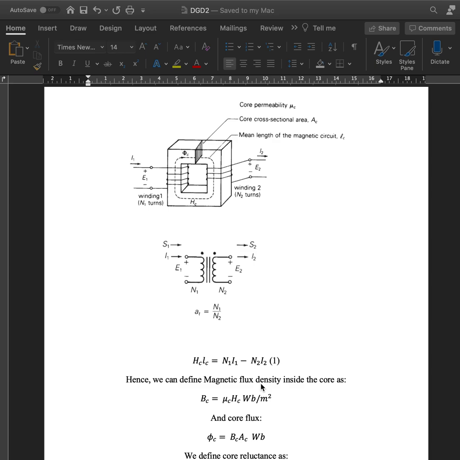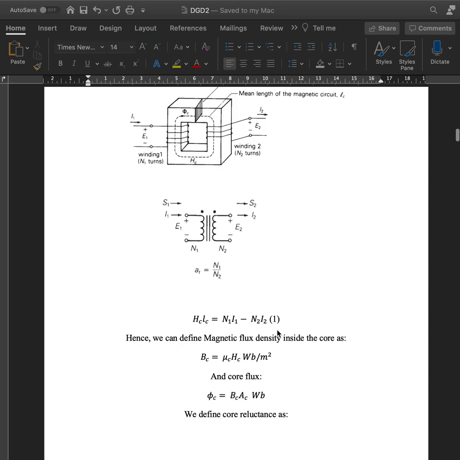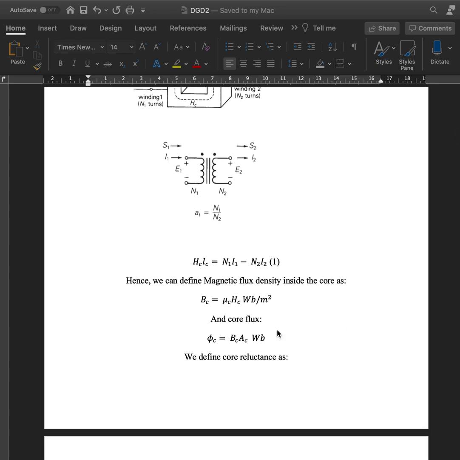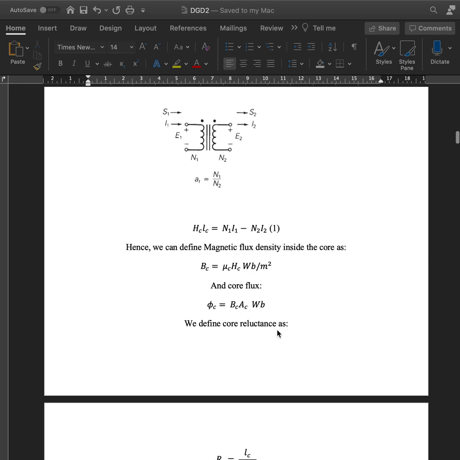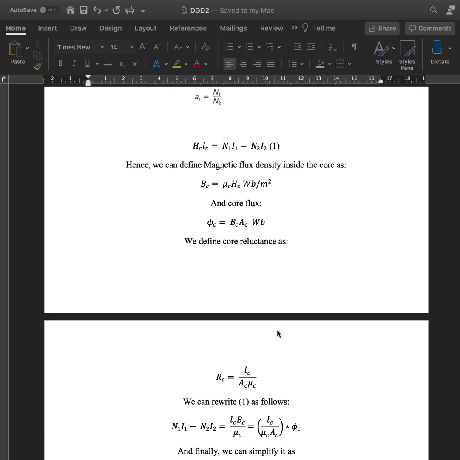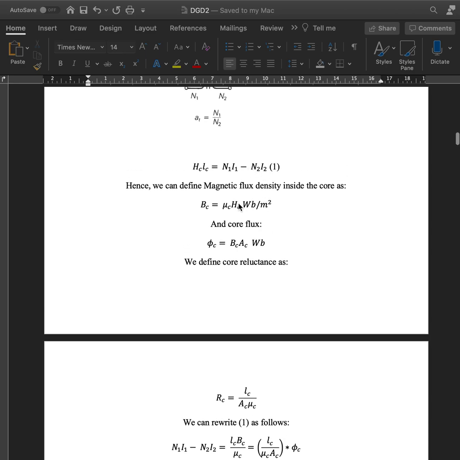And the core flux can be defined as BC times AC, which is in Weber. However, finally we define core reluctance as LC over AC times mu c. Hence, combining the first equation with this one right here, we get the following equation.